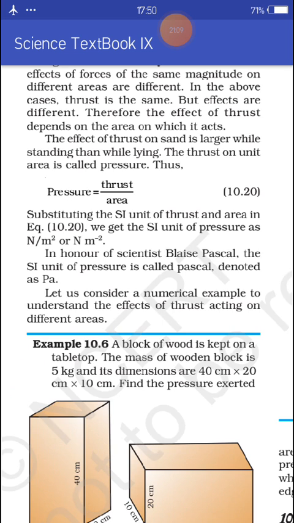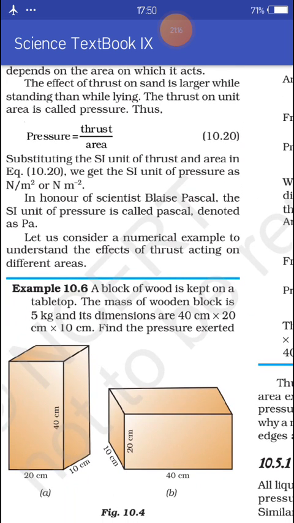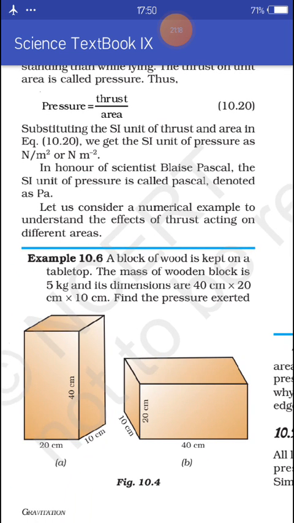The thrust on unit area is called the pressure. So here is the definition of pressure. Pressure is equal to thrust upon area. Substituting the SI unit of thrust and area in the equation, we get the SI unit of pressure as Newton per meter square, or Newton into meter to the power minus 2. In honor of scientist Blaise Pascal, the SI unit of pressure is called the Pascal. Unit of pressure is Pascal, denoted by Pa. Let's consider a numerical example.